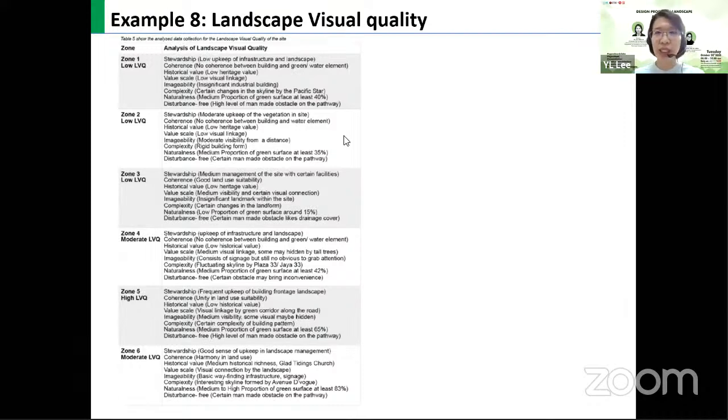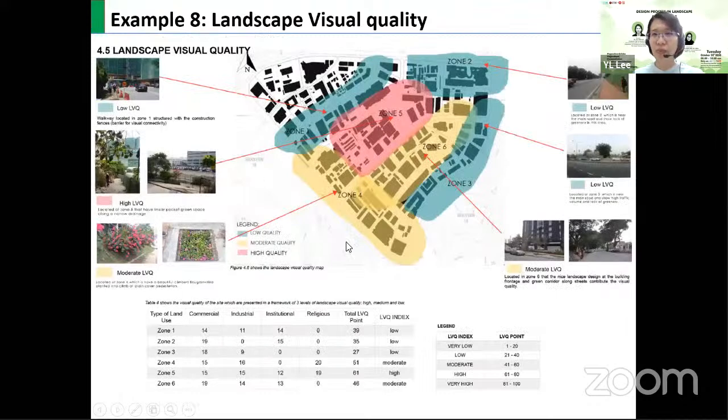You just put it in a table, and then you can analyze using your site observation through the photos. So you can see how the student split it by zone and gave points. Yeah, this is one type of simple analysis, but I think it is impactful, rather than you just simply judging that this visual is good. Why? So the justification always needs to be there.